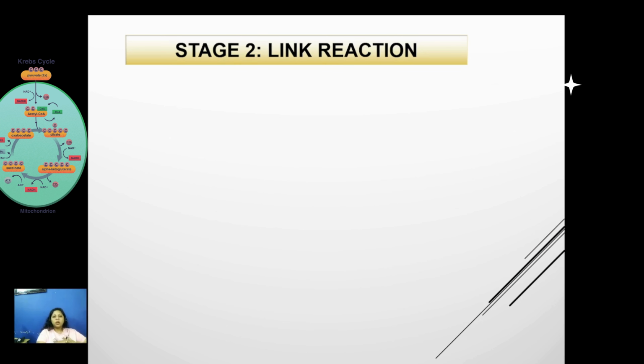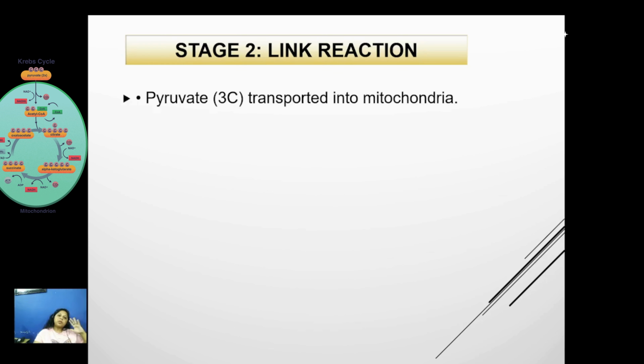In this video we are going to learn the second stage of aerobic respiration, which is the link reaction. Now, how it moves the pyruvate into the mitochondria and how it adds to the Krebs cycle, because the next stage is the Krebs cycle. So what will happen? Pyruvate is transported into the mitochondria and it is converted into acetyl CoA.